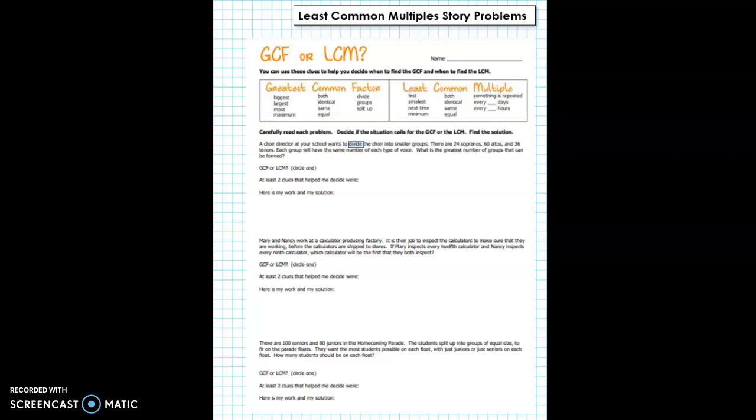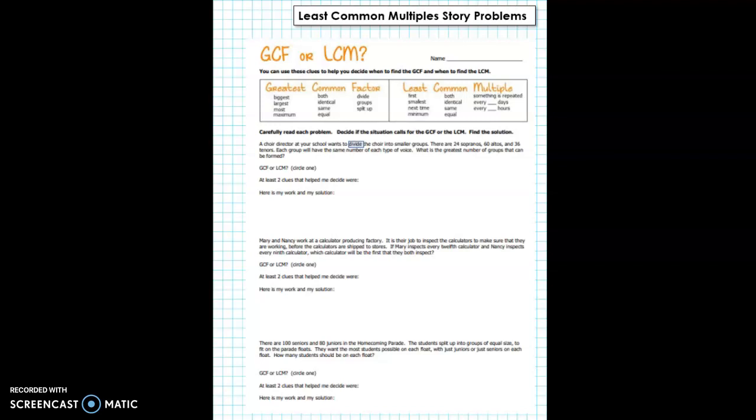For example, with greatest common factor: biggest, largest, most, equal, divide. Least common multiple: every so many days, like every 3 days you have homework, identical, smallest, next time. Notice that equal is in both lists, so you need to be careful and think about the numbers in each situation.